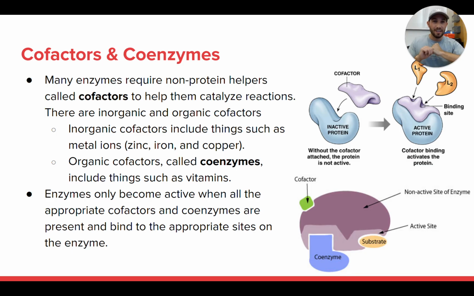Coenzymes are organic cofactors. For the purpose of this class, you don't need to worry about the difference between cofactors and coenzymes. Just know that cofactors or coenzymes are substances that bind to enzymes to help them work properly. An example of a coenzyme, an organic cofactor, is vitamins. There are certain vitamins like vitamin A or vitamin D or vitamin E that bind to specific enzymes in your body and allow them to function. Without those vitamins, they're not going to function properly.